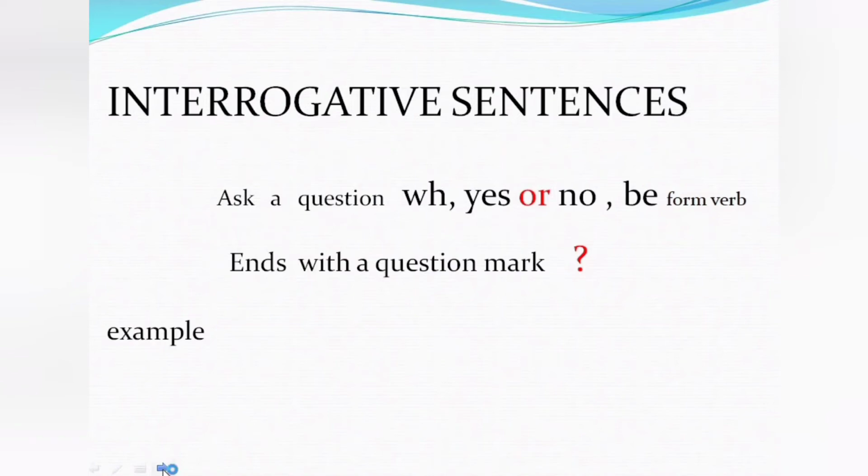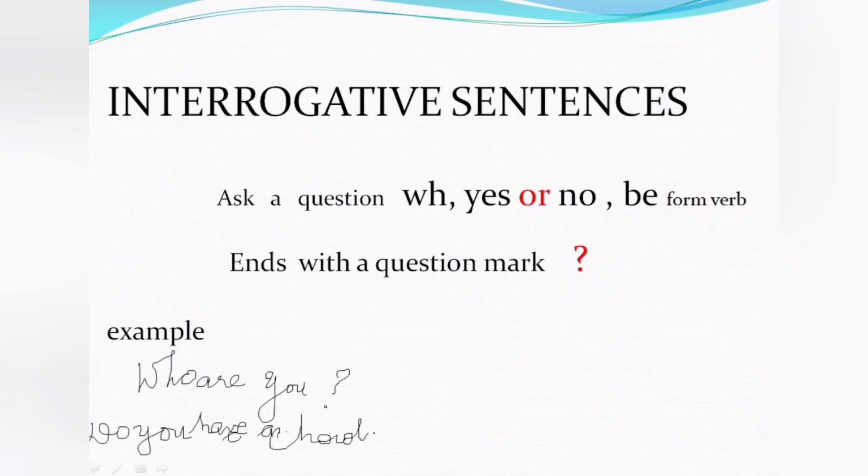For example, for WH question, it ends with question mark. Then SR type question, and then auxiliary form question. SR type question: Do you have a chocolate? Then be form words. Had your breakfast? This way you can ask question. So interrogative sentences, you are asking a question and it ends with a question mark.